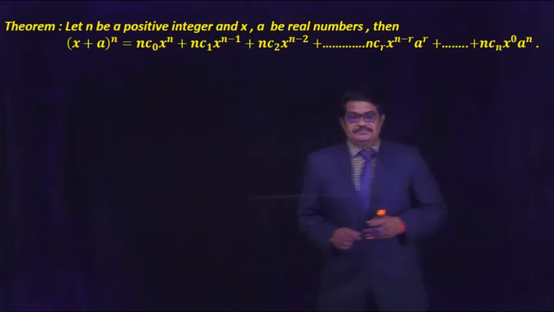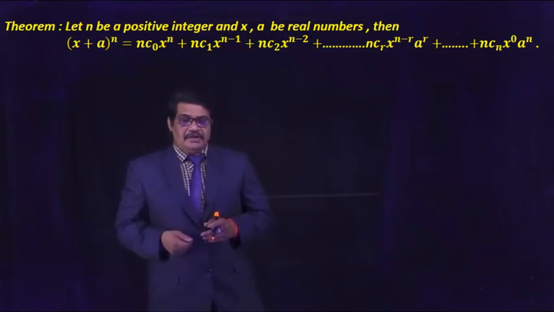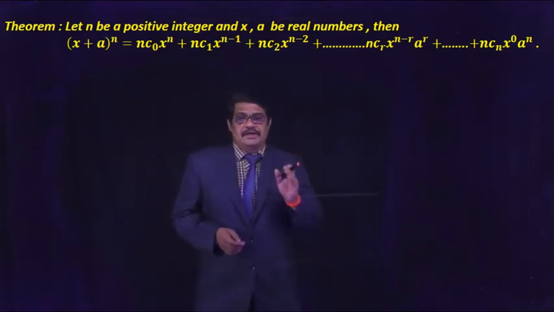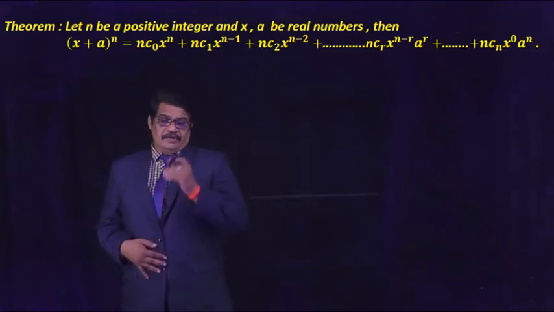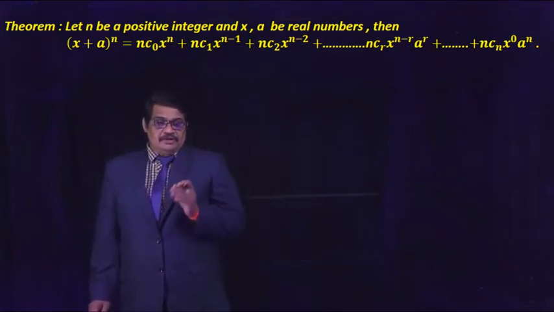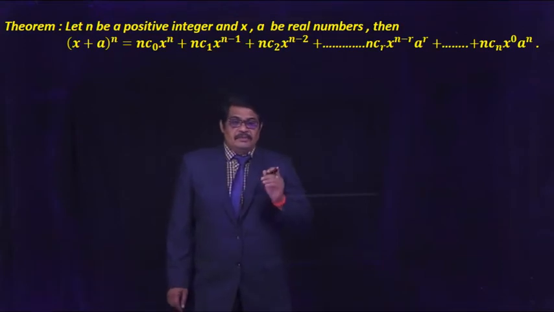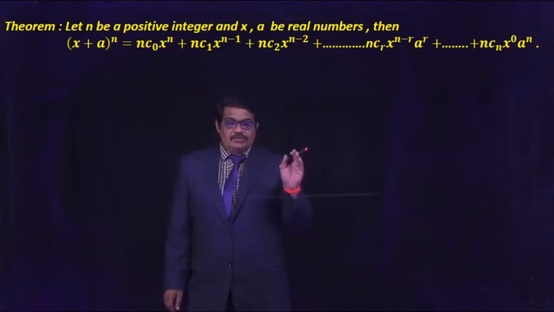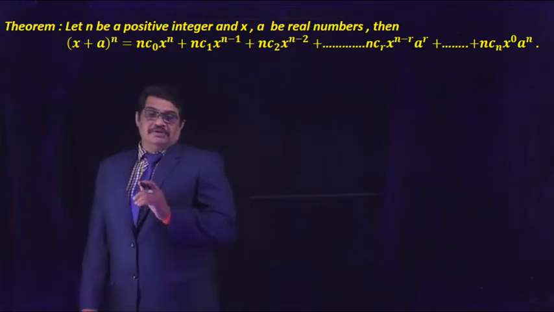Okay, the theorem. This is the binomial theorem. We can prove this theorem by mathematical induction. Here the statement is: let n be a positive integer and x, a be real numbers, then the expansion of x plus a whole to the power n is NC0 x to the power n into a to the power 0 plus NC1 x to the power n minus 1 into a to the power 1 plus NC2 x to the power n minus 2 into a square plus and so on, NCR x to the power n minus r into a to the power r plus and so on, NCN x to the power 0 into a to the power n. This is the statement.